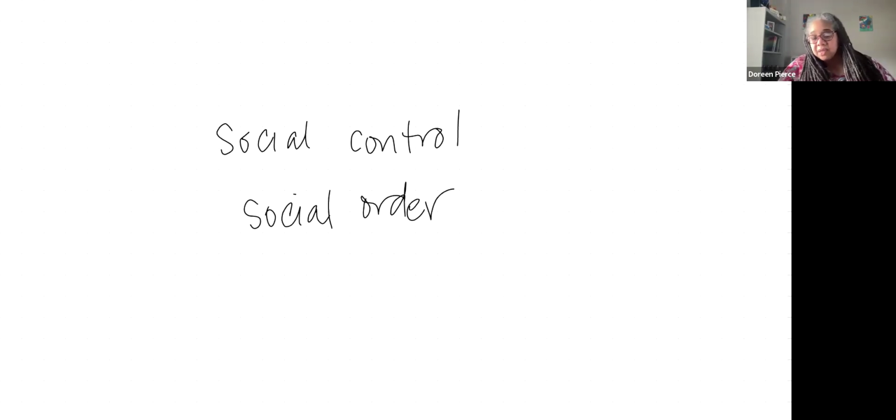All societies practice social control. And the reason why all societies practice social control is because the underlying goal of social control is to maintain social order. Let me give you these definitions. Social control in your book is defined as the regulation and enforcement of norms.